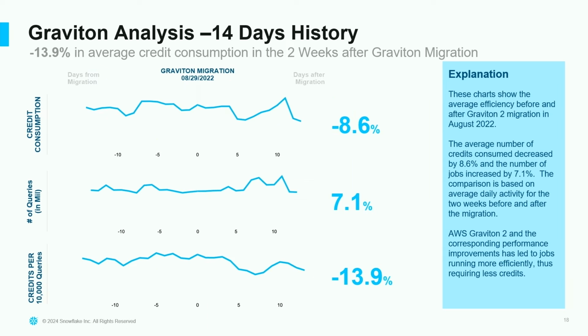Let's double click into that. So this chart shows the average daily activity 1 week prior to the Graviton migration and 1 week post the Graviton migration. You can see that post the Graviton migration, the credit consumption decreased by 8.6%, while the number of workloads increased by 7.1%, and the number of credits per 10,000 jobs decreased by 13.9%. Now, this is showing only 1 week post migration. However, what we have seen over the last 2 years since we migrated, on an average, probably we have gained efficiency of 8 to 10%.